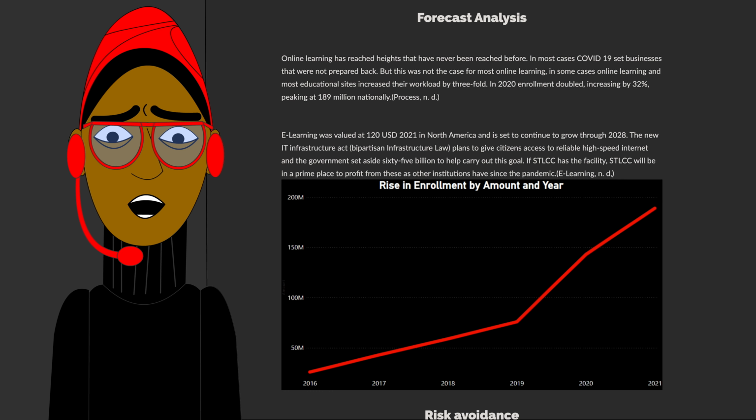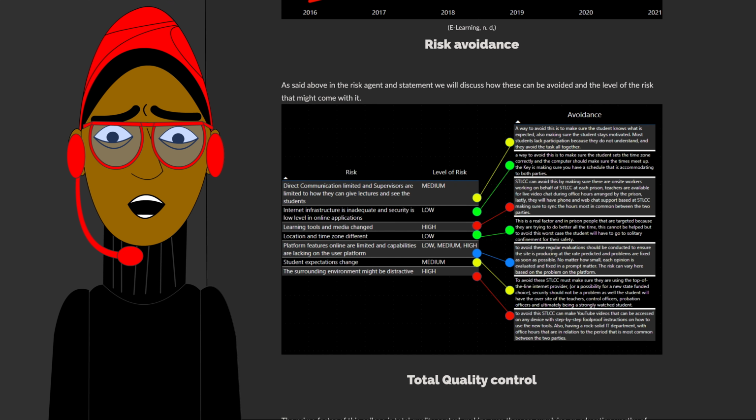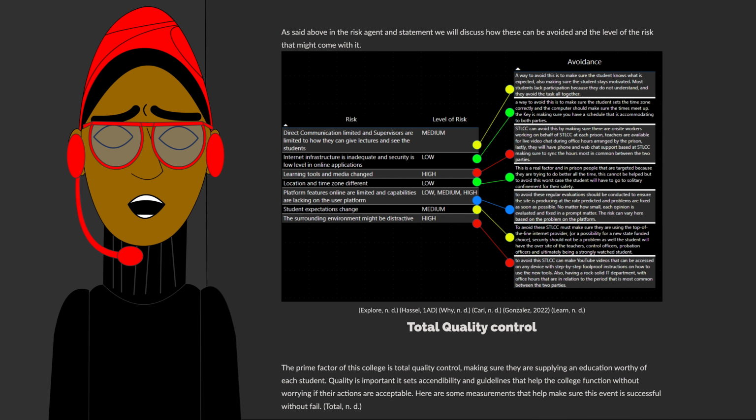The forecast nationally for enrollment has actually increased, but because STLCC has done something wrong by laying off those teachers, their enrollment went down, unlike other colleges like Full Sail and just any other college. They all have gone up during the pandemic, but STLCC has gone down, and that is a problem. And as stated above, we talk about the risks, but here I tell you how to avoid them. I break it down for you so that you can see how to handle it when it happens and how to not have it happen.